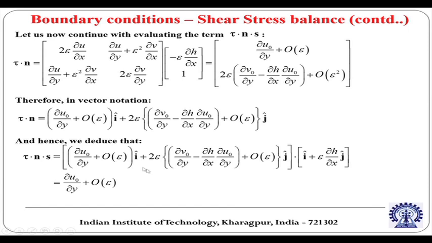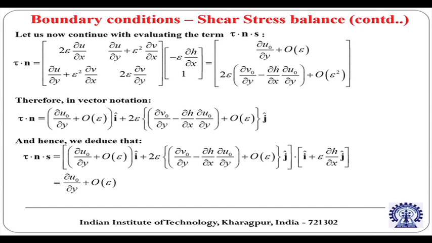So, if you do that, you can come up with so many things. Ultimately, in the leading order, it is del epsilon del u0 del y. Now, this you can say without any bulwark, because tau dot n dot s is eventually the tangential component of the stress acting on the surface in its leading order in a dimensionless form.